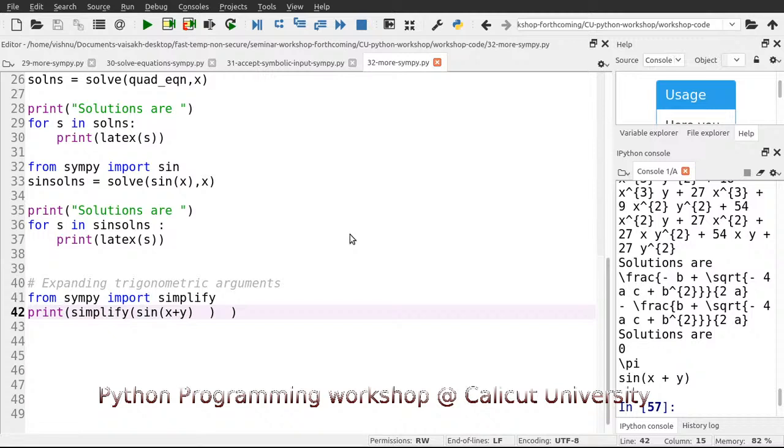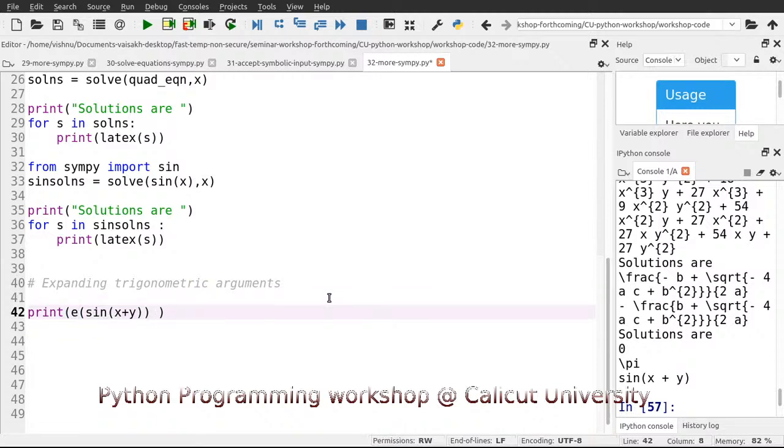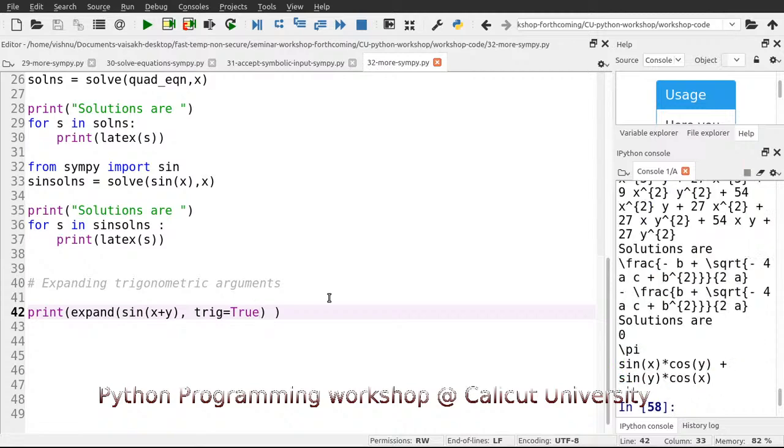Okay, but the problem is that it's not understanding what exactly we want. So we need to specify an extra parameter here, saying that the expansion, not simplification. Simplification is not really necessary here. So the expansion needs to be done, and needs to be provided as trigonometric functions. That's right.